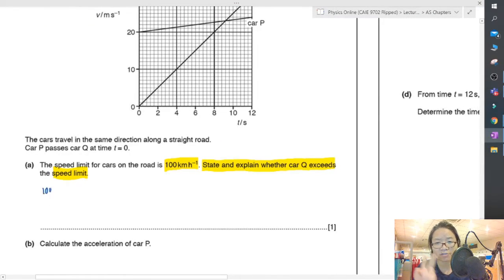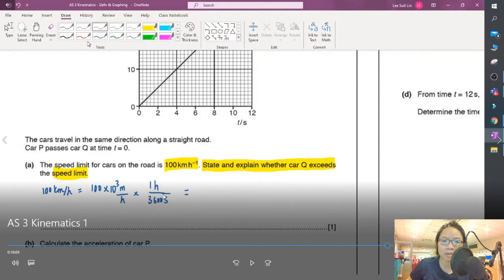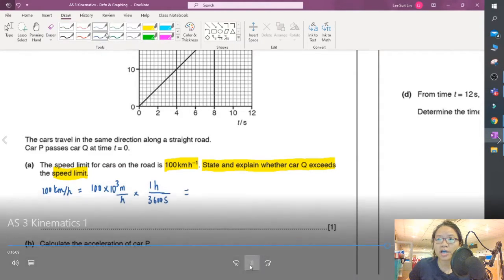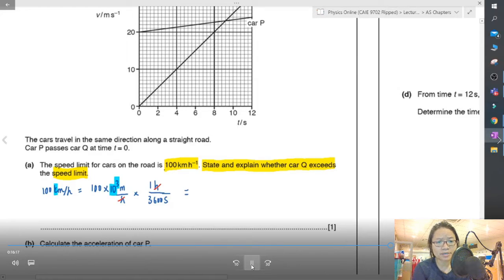Well, we can only compare if the unit is the same. So I'm going to try to convert my kilometer per hour to meter per second. Kilo is 10 to the power of 3 meter per hour. I have this trick where I write a fraction like this, because when I write a fraction like this, I'm multiplying by 1. This 1 h over 3600 seconds is essentially 1. So when I multiply by 1, I get the same value. The h and h will cancel out. You can see that the kilo is 10 to the power of 3, and when hour cancels out, you are left with the unit that you want, which is meter per second.